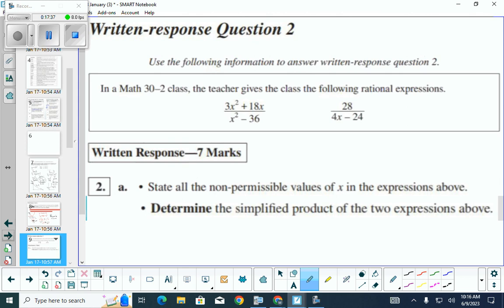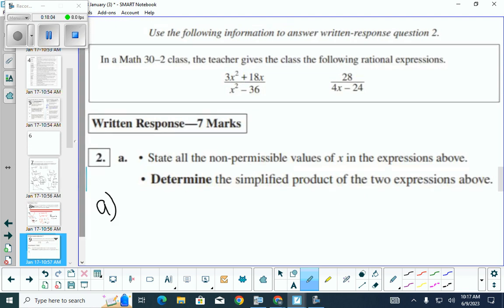All right. So let's try a rationals one. I don't think we'll get through this, but we'll give it a go. So again, see on 2A, see how they put two things together? They won't do that. They'll do part A, they'll leave space, then they'll do part B. Okay. So in Math 30-2, the teacher gives the class the following rational expressions. So part A, state all the non-permissible values.